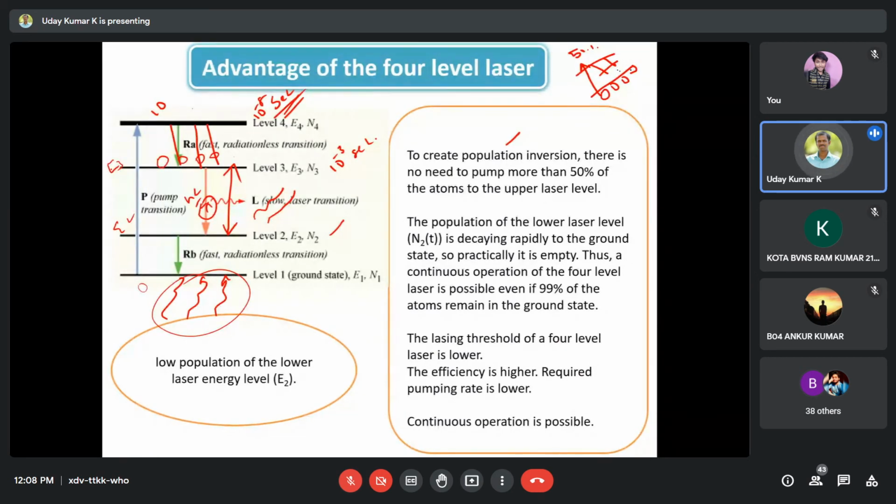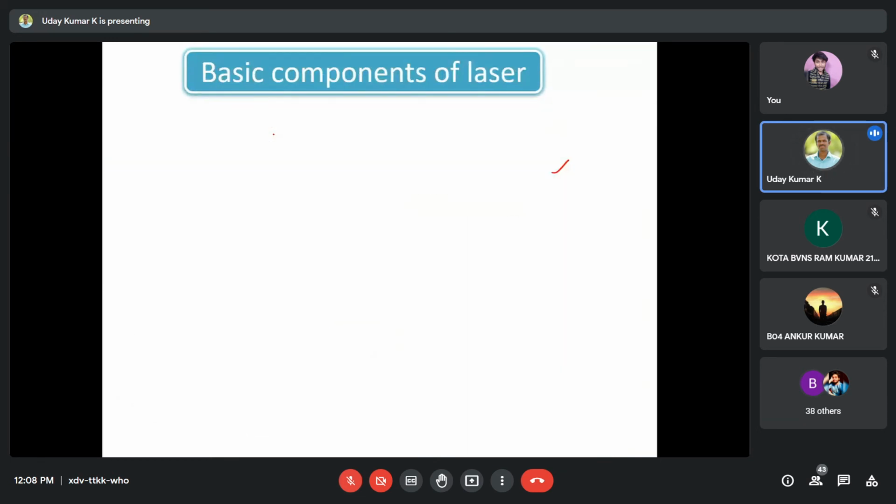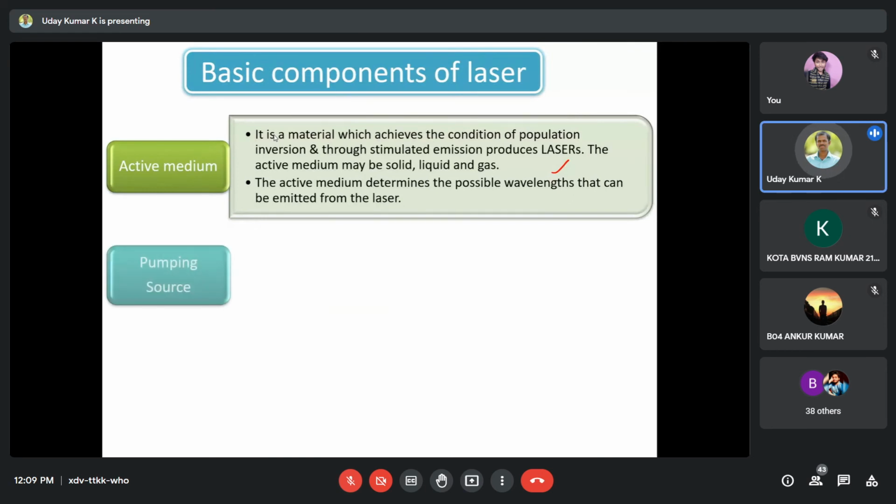Now the wavelength of this depends on the difference between the energy levels E3 and E2, right? So this is determined by the active medium. So the active medium is the first basic component you have to remember. The second is the pumping source.